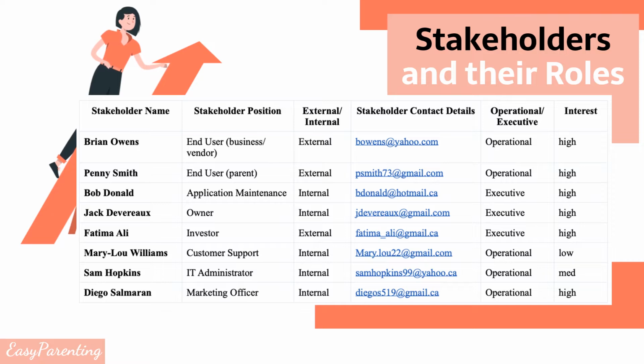Thank you, Stephen. In our project, we have many stakeholders, but we can divide them into 2 main categories: the externals and internals. The externals act outside the organization, such as the investor or the end users, while the internals act inside the organization, such as the IT administrator or the owner. Each one of them has a different level of interest and can be either operational or executive. Next, Kay will introduce us to the 4 subsystems of our product.